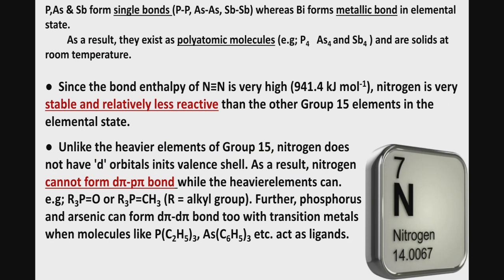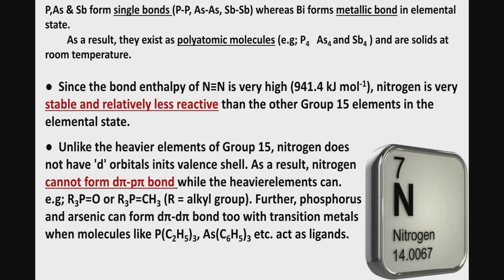Since the bond enthalpy of N triple bond N is very high, 941.4 kilojoule per mole, nitrogen is very stable and relatively less reactive than other group 15 elements in the elemental state. Next, unlike the heavier elements of group 15, nitrogen does not have d orbitals in its valence shell.